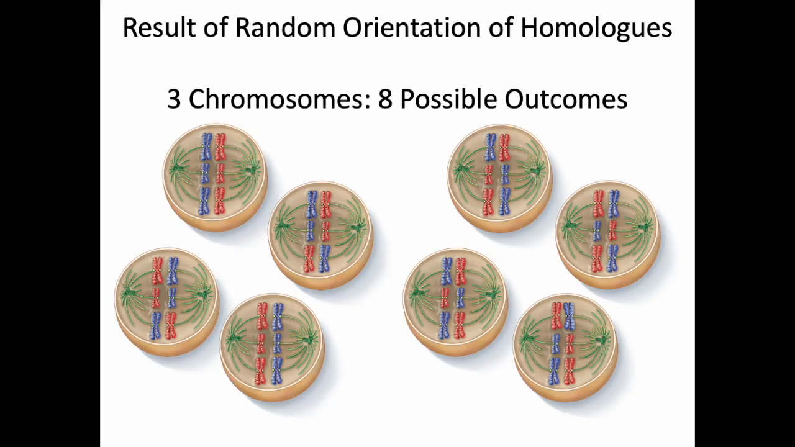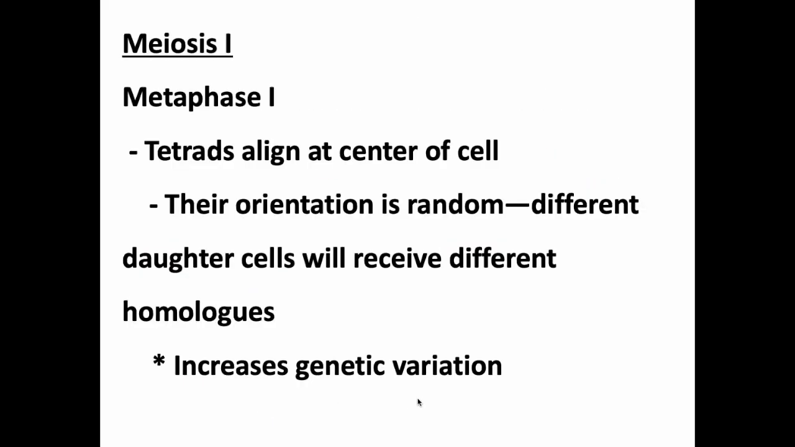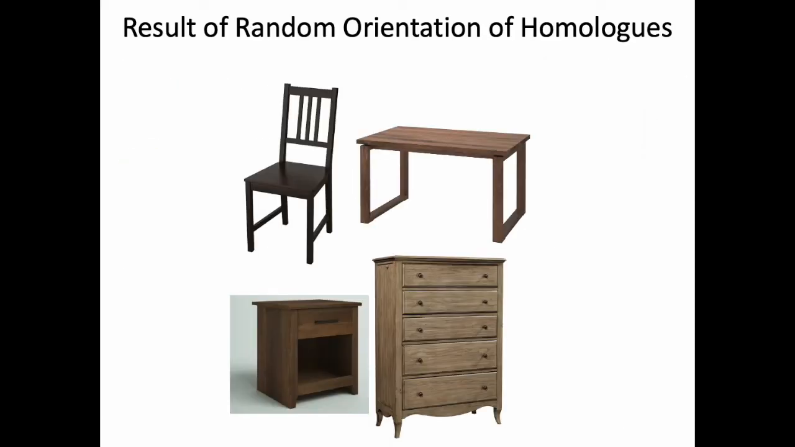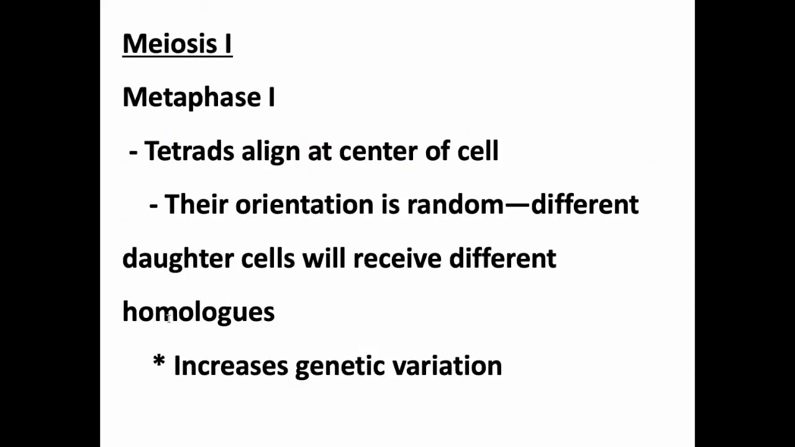The whole purpose of this is to increase genetic variation. So in metaphase I, these tetrads align at the center of the cell. Which way they're facing, their orientation, is random. So different daughter cells will receive different homologs. They're not going to be the same every time. The purpose of this is to increase genetic variation.